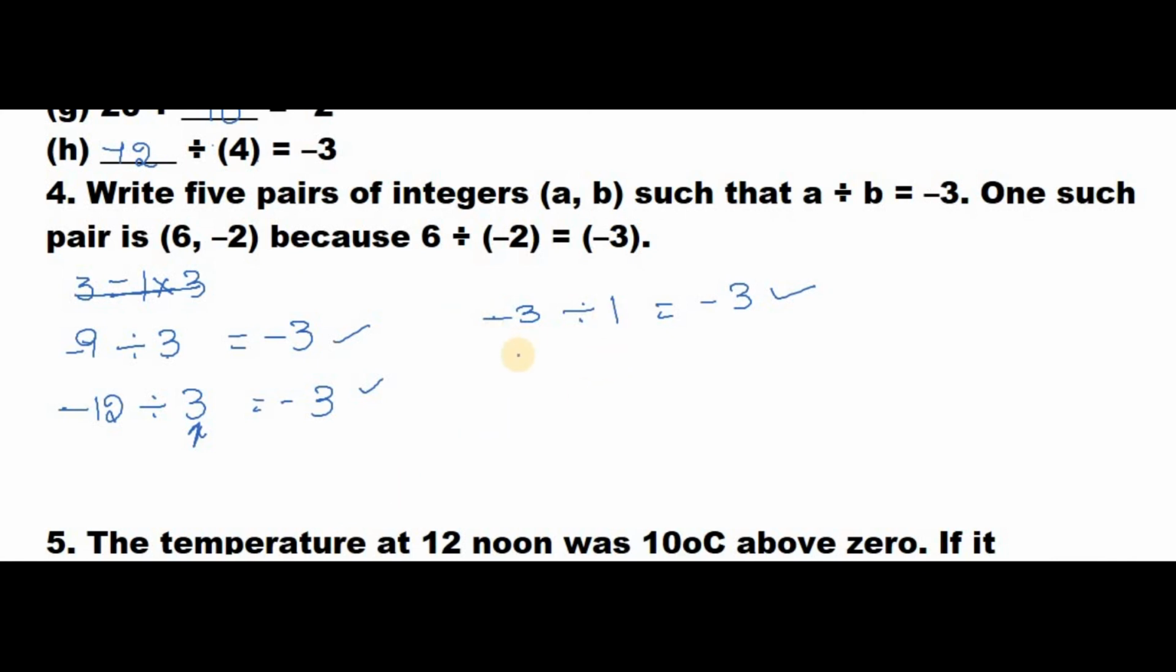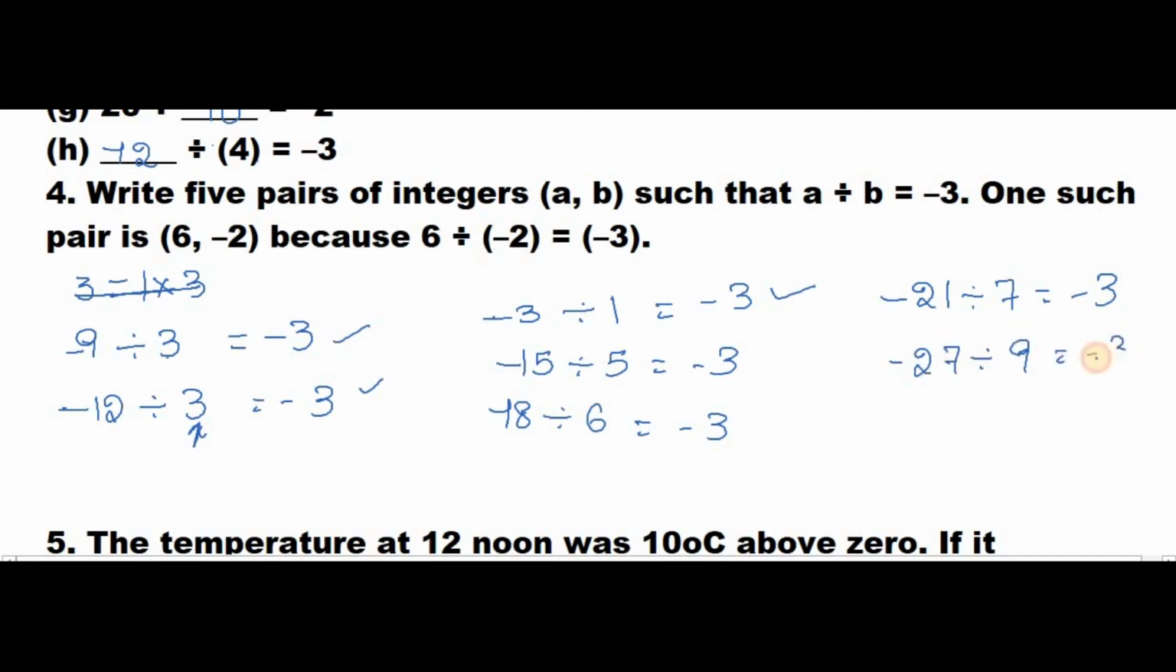We can go for one more, like minus 15 divided by 5 is equal to minus 3, and minus 18 divided by 6 is equal to minus 3. And you can go for any other pair like 7 3s are 21, right? So minus 21 divided by 7 is equal to minus 3. 9 3s are 27. Minus 27 divided by 9 is equal to minus 3. Of course you can keep this plus 9, plus 27, minus 9. Like in a table, how many times, when you get 3 times, like that.